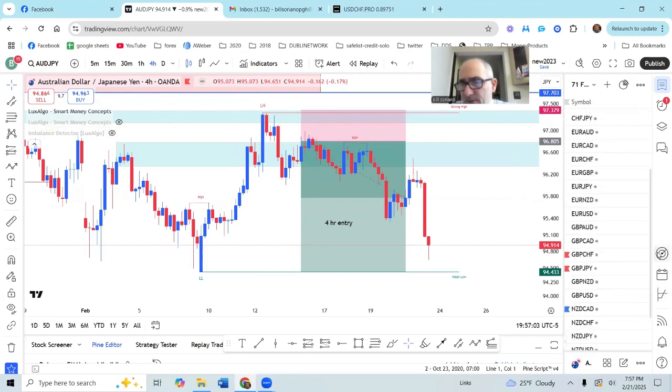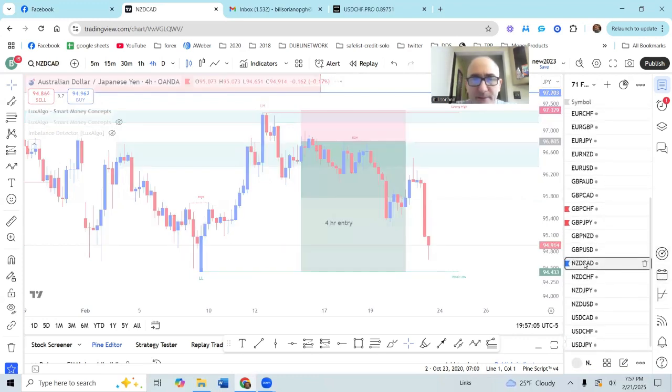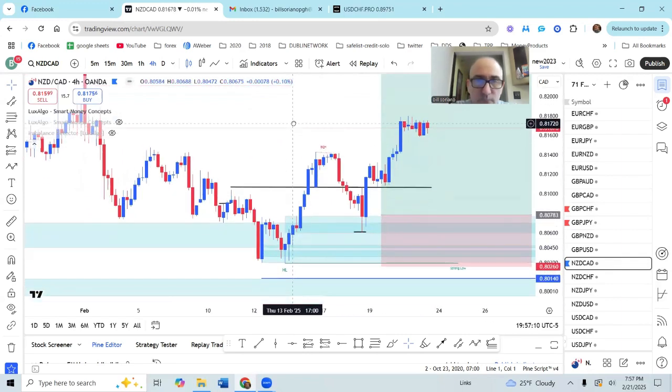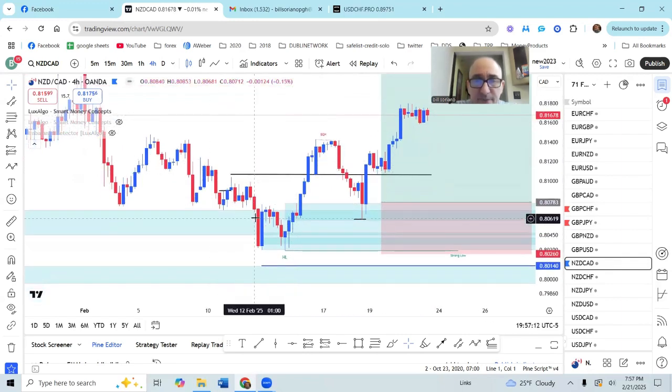That was kind of it for the week here. I think NZD CAD, maybe one more here, NZD CAD. So this one here, the same exact thing. You could just stay on the 4-hour time frame to get that confirmation, right?